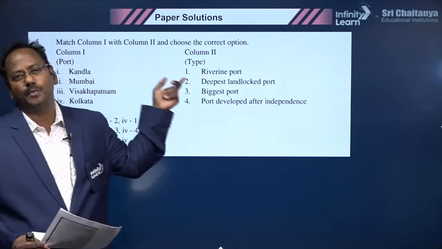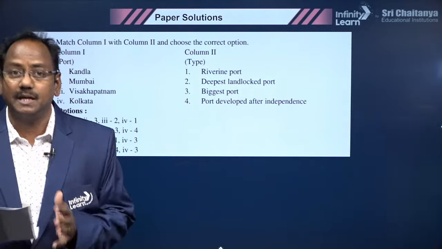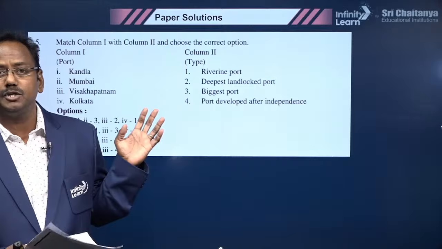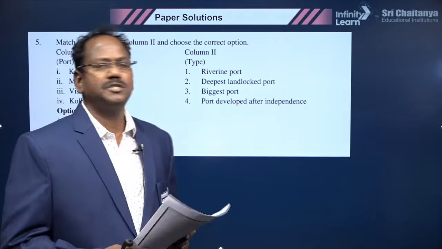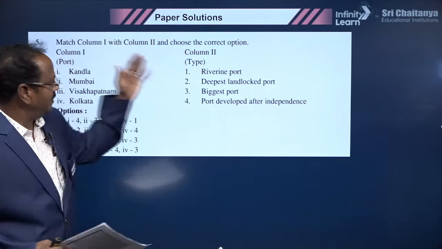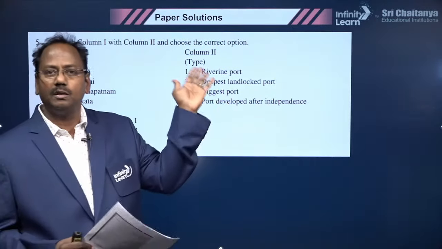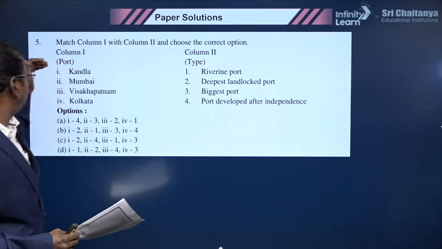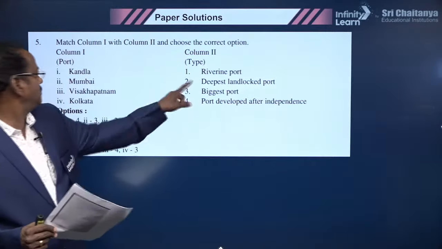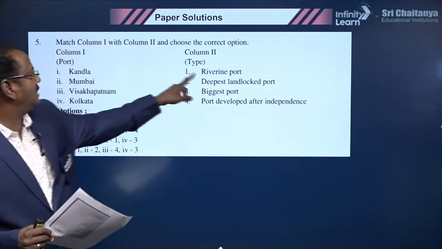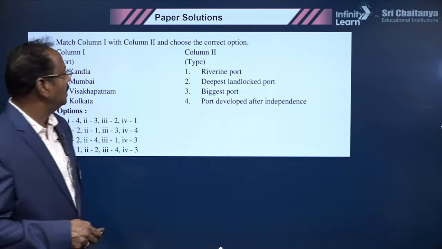And Kolkata is a riverine port, as we all know, 138 kilometers inside from the coast. It was constructed by the British, and it had great trade. We all know the Bengal region and its importance, and the British had their greatest trade there in West Bengal. So it was constructed on the river, 138 kilometers inside. And now see the match. Kandla is 1, 4; Mumbai 2, 3; Vishakhapatnam 3, 2; and 4 Kolkata, its riverine port. Now the answer is A. Then next we go for the next question.